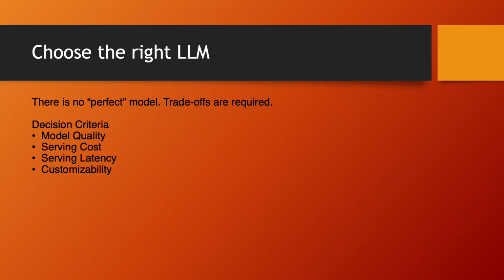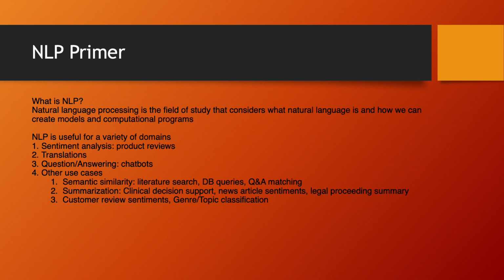So how do you pick the right LLM? There's no perfect model. Trade-offs are required. So here are some high-level decision criteria: model quality, serving cost, serving latency, and customizability. Next, let's do a quick natural language processing primer so that we familiarize ourselves with the basic terminologies around LLMs.